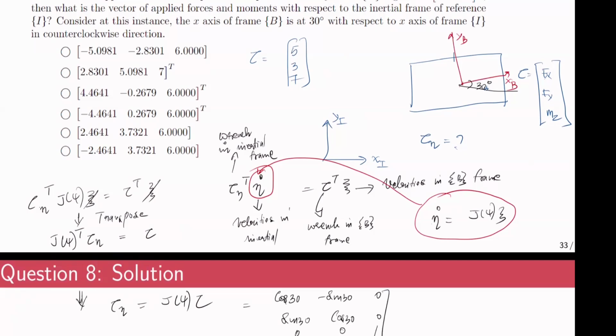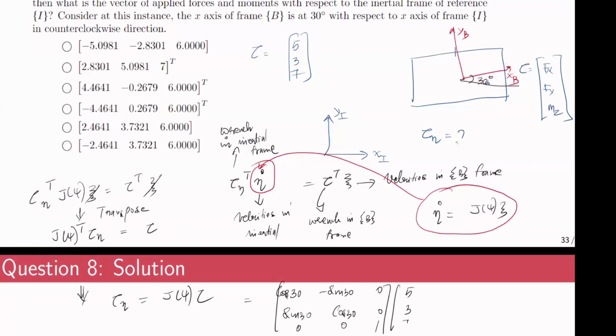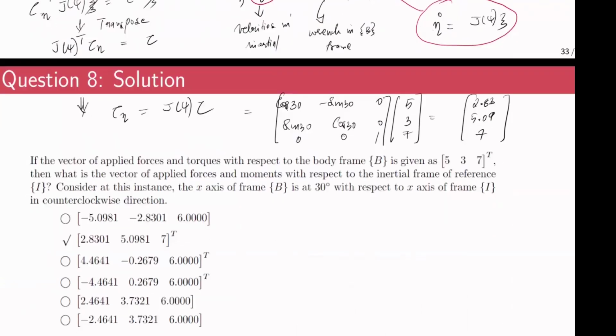Then tau is given in the question as 5, 3, 7. And if you multiply this out, you can find out the answer, which turns out to be, I think it's option B, 2.83, 5.09, and 7. Turns out to be option B. Yeah, that's indeed the correct answer.